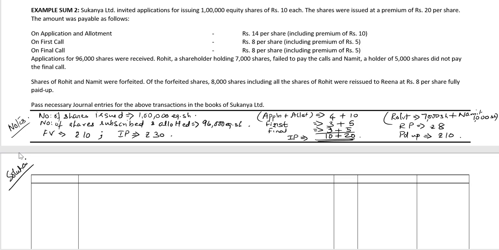Solution. In the books of Sukanya Limited, journal: date/serial number, particulars, LF number, debit rupees and credit rupees.